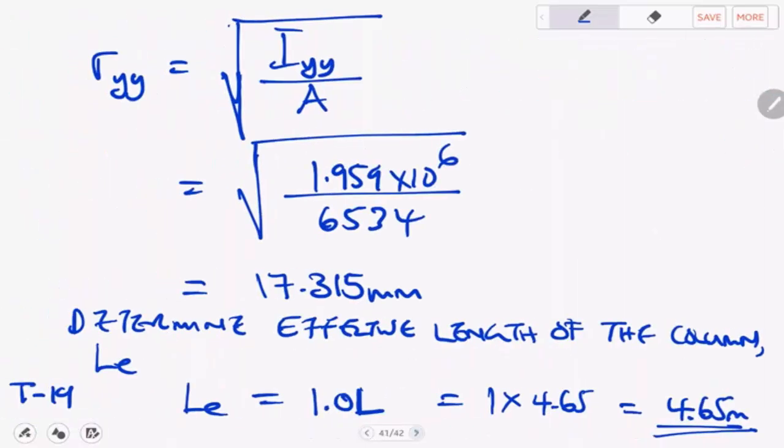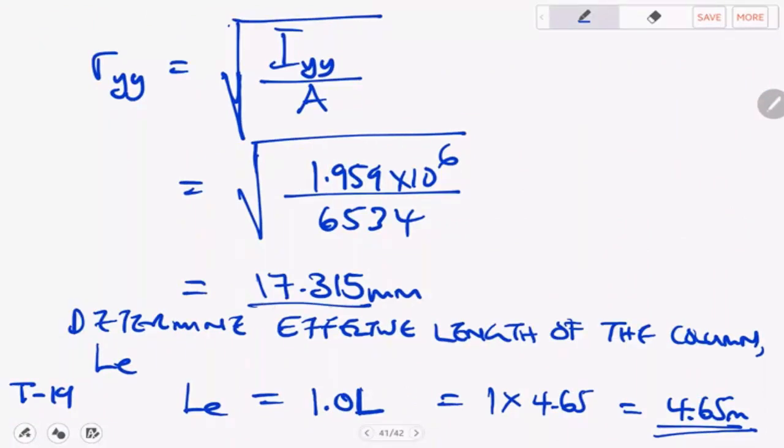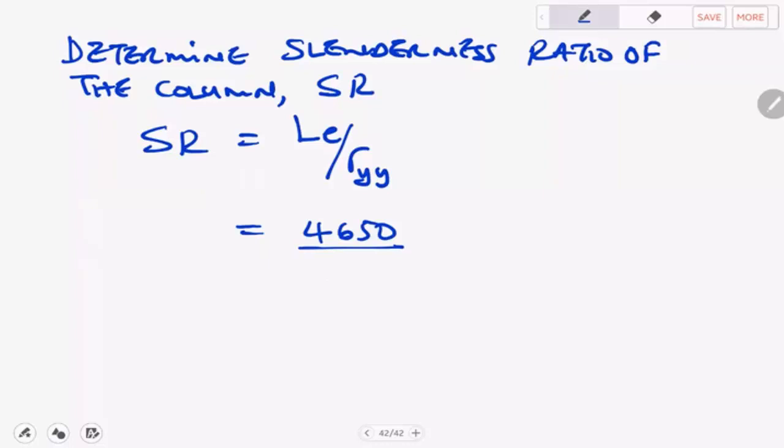I'm converting it to millimeters, which is 4,650 millimeters, divided by a radius of gyration of 17.315 millimeters. So that's in millimeters, this is in millimeters, so the final answer is dimensionless. What do we get? 4650 divided by 17.315.